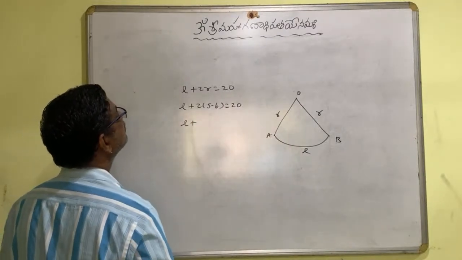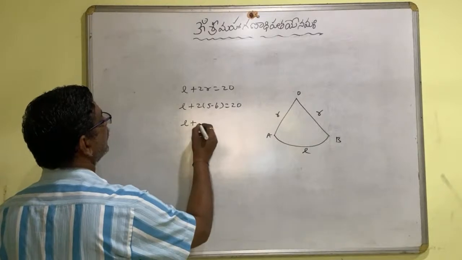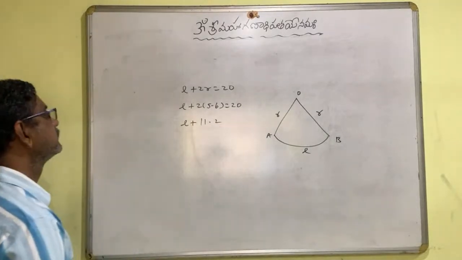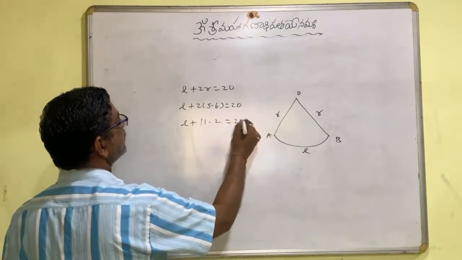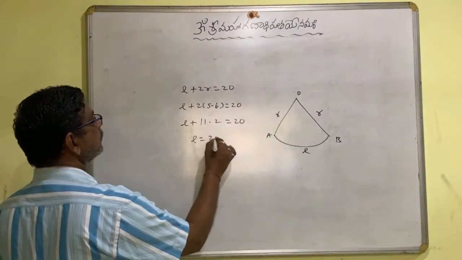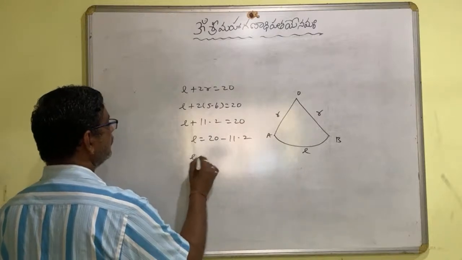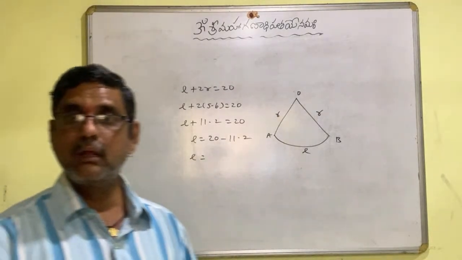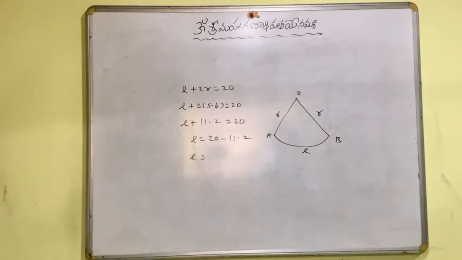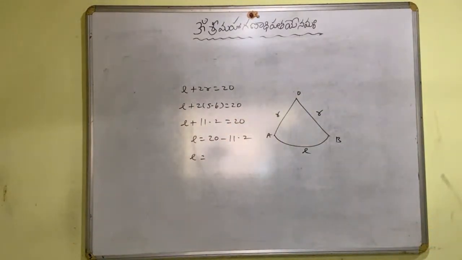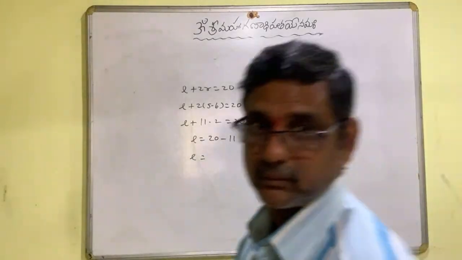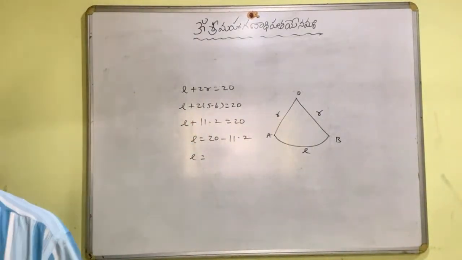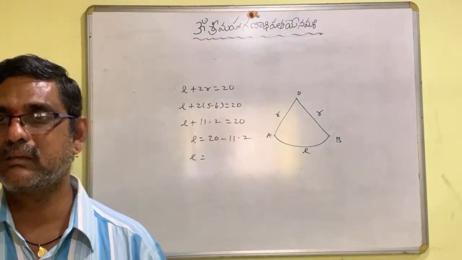L plus 11.2, is that right? 11.2 is 20. Then L is equal to 20 minus 11.2. How much? Length of the arc, how much? 9.8 or 8.8? Which is right, 9.8 or 8.8? 8.8.